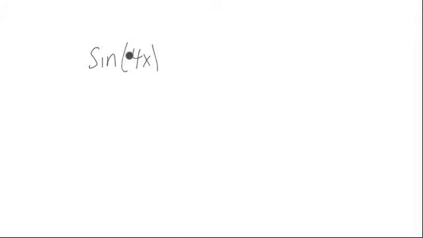First of all, we have a function in here, 4x, which is plugged into the function sine x. So we can think, in some sense, that we have sine of something, and we also have 4x. We want to take the derivative of this one and the derivative of this one, and then multiply them together.